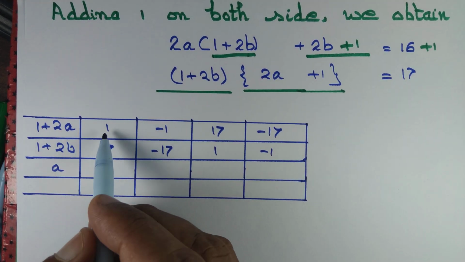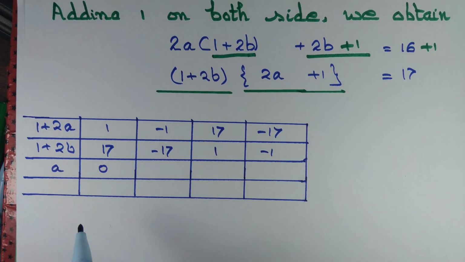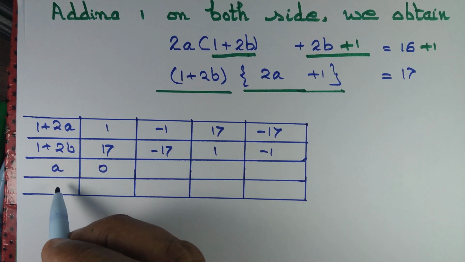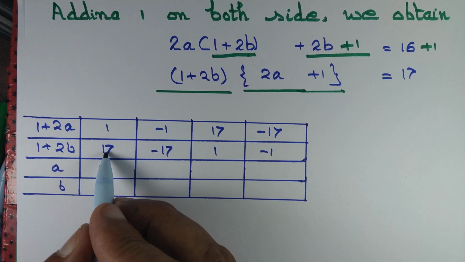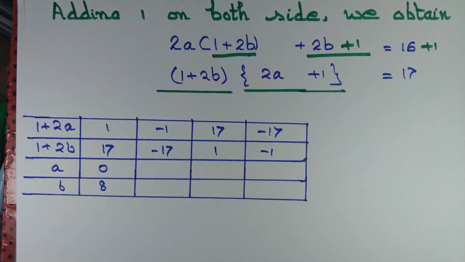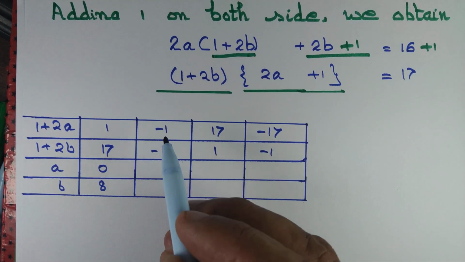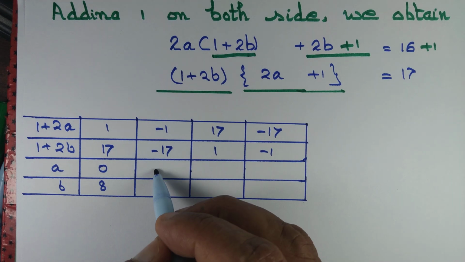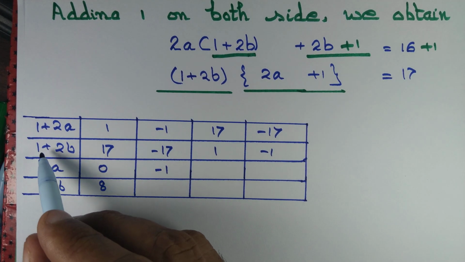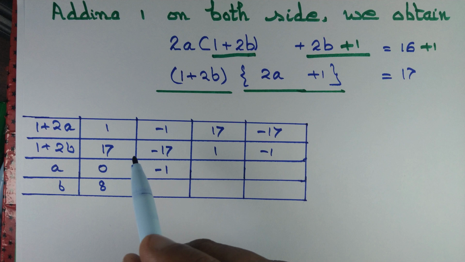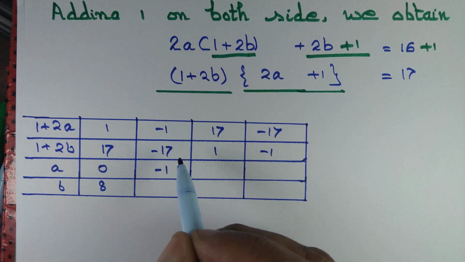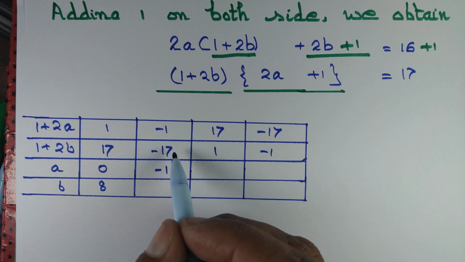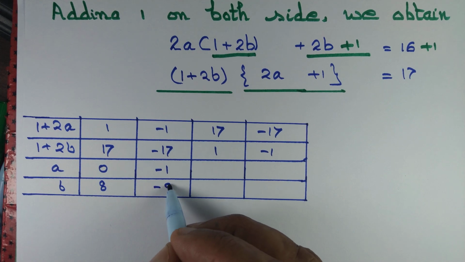If 1 plus 2a equals 1, then a has to be equal to 0. If 1 plus 2b equals 17, then 2b has to be equal to 16, so b has to be equal to 8. Once again, if 1 plus 2a equals minus 1, then 2a has to be equal to minus 2. So a has to be equal to minus 1. If 1 plus 2b equals minus 17, then 2b has to be equal to minus 18. So b has to be equal to minus 9.